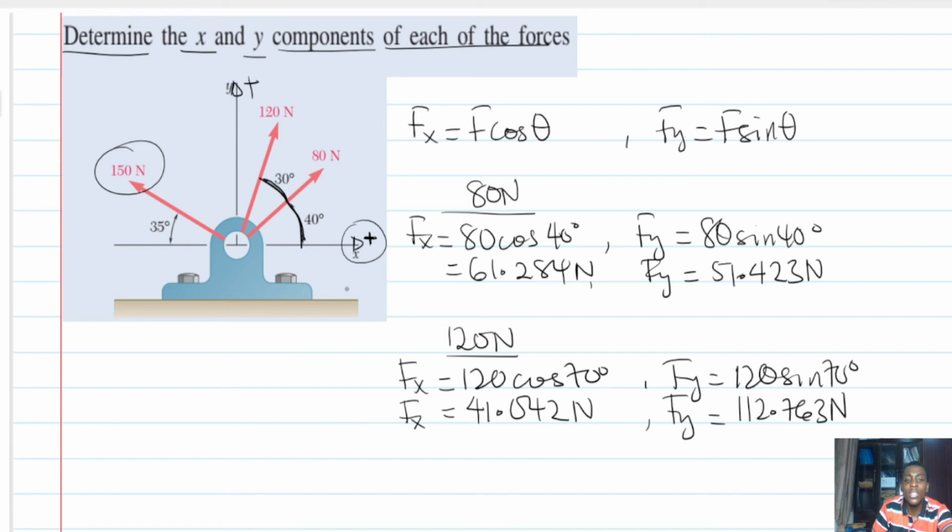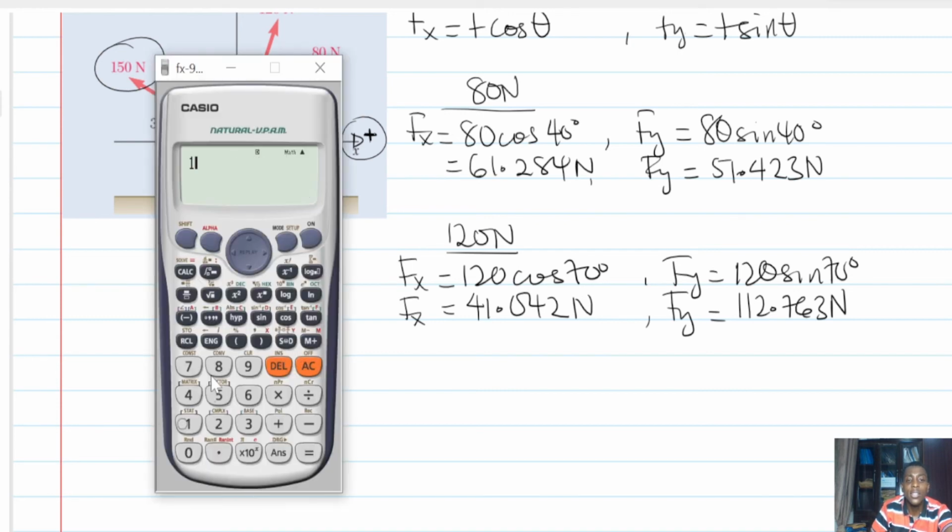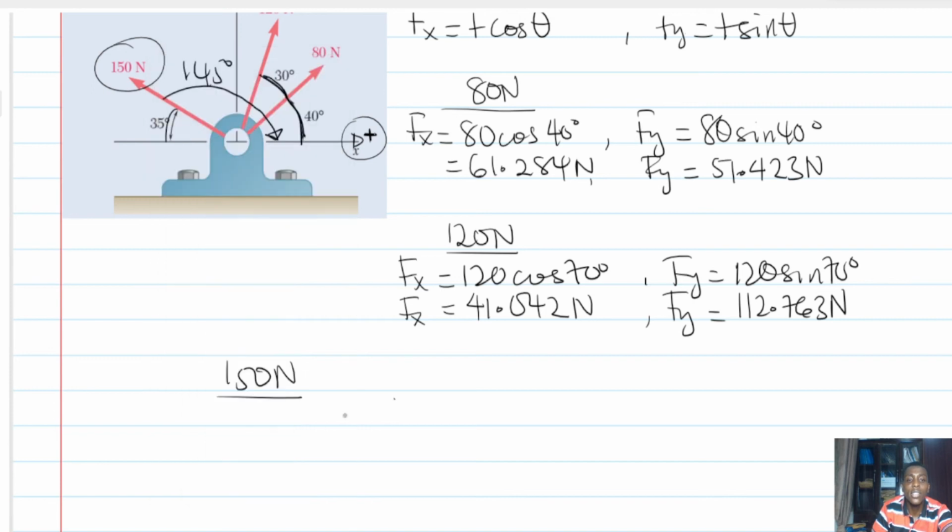Finally, let's look at the 150 guy. So with respect to the 150 guy, the angle it makes here is 35, but I'm not interested in this 35. I want to look at the angle it makes with the positive x-axis. And that is going to be 180 minus 35, which is going to be 145. Let's check. So 180 minus 35, 145. Very good. So that is it.